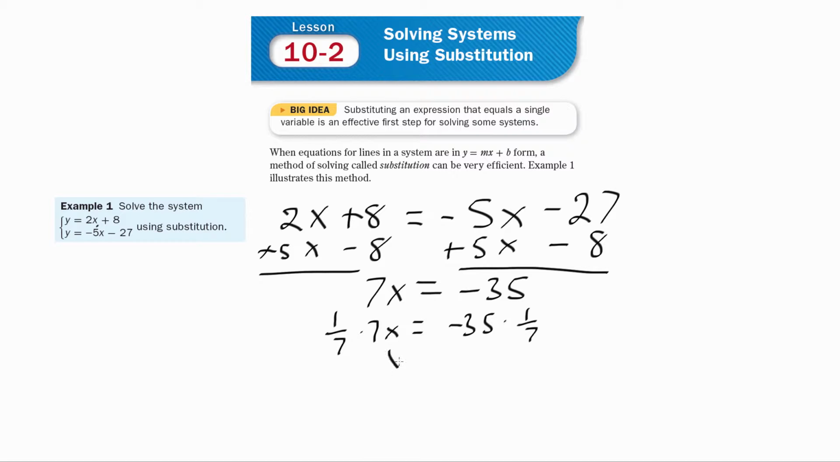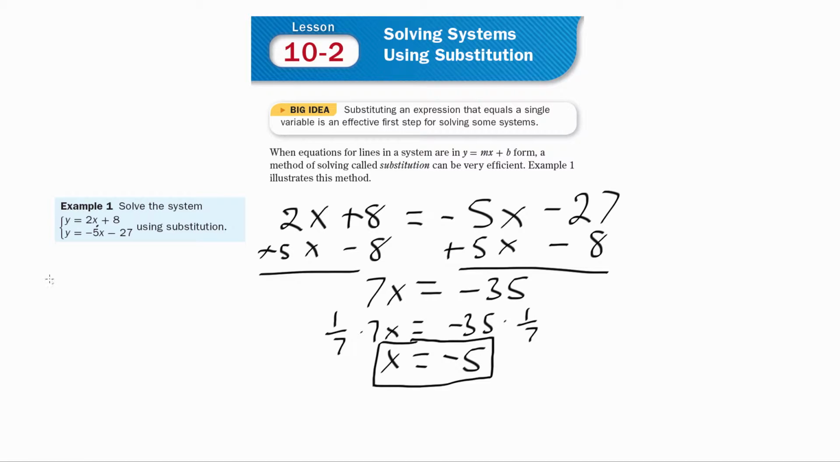Seven over 7 is 1. I get that x equals, 7 goes into a negative 35 negative 5 times. So I have completed the first part of my journey. If x equals a negative 5, I need to substitute this value back into either one of the equations, and then I can solve for y.